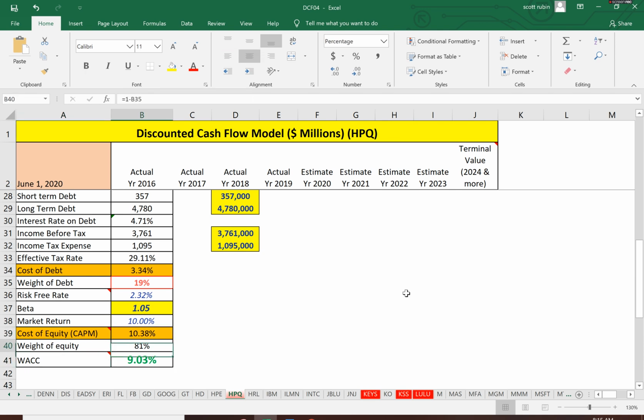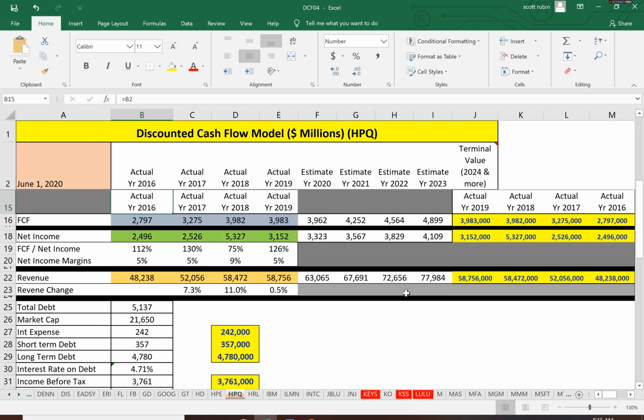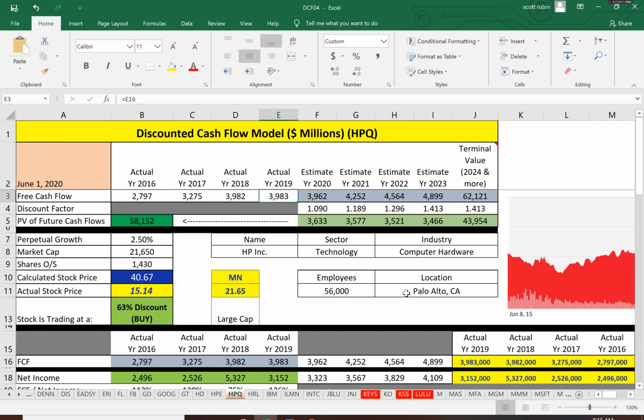Now we have the WACC, which is a blend of equity and debt. And the WACC is 9.03%. And this is what we're going to discount the future free cash flows by. And we calculated cash flows in year 1, 2, 3, and 4 of the future, and then a terminal value, which is all the years beyond year 4. We discounted those numbers back to today, and we get a value of the company of $58 billion. And when we divide that by 1.4 billion shares, we get a stock price of $41, even though it's trading at $15. So this isn't considered a buy.